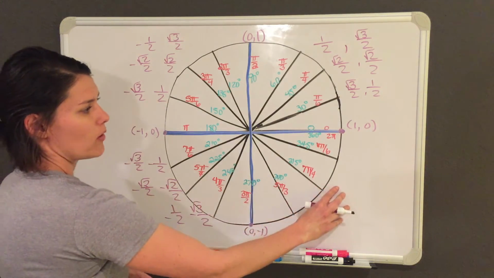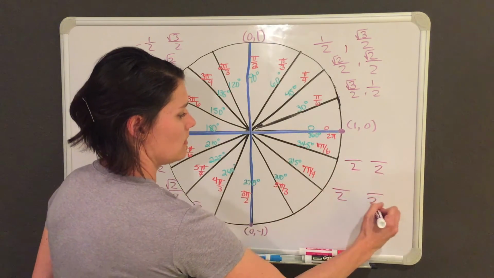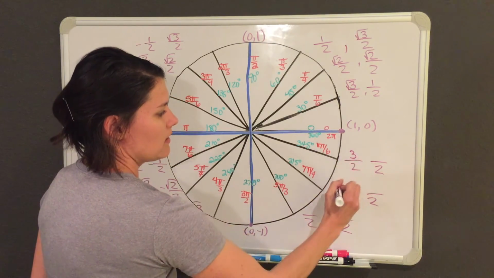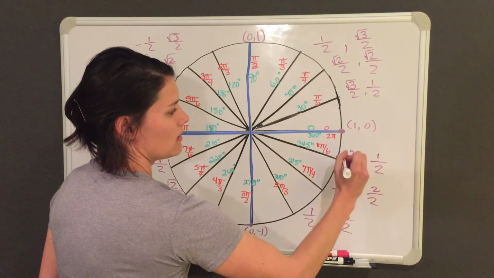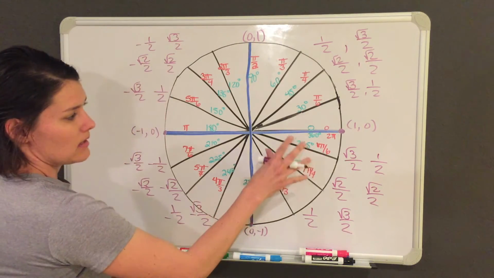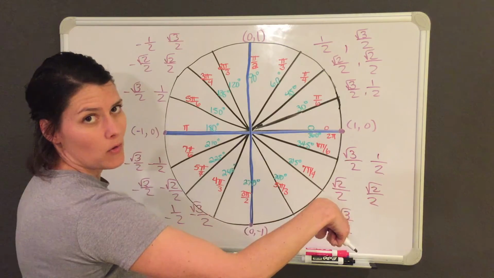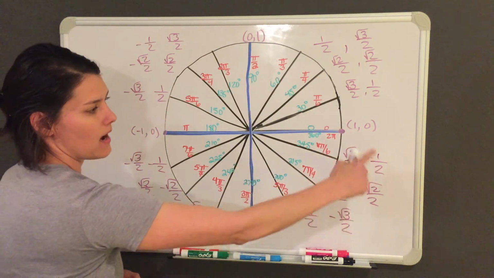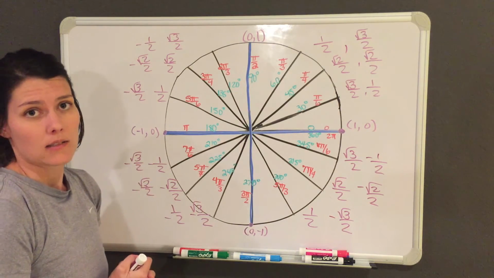And now I just have one more quadrant left. Again, they're all over 2. Cosine, I'm going to start with 3, and then go 2, 1. Sine, 3, 2, 1. And then take the square root of the numerators. And in the fourth quadrant, my x-coordinate is positive, and my y-coordinate is negative. So that means all my y-coordinates, or my sine, will be negative numbers. And that is a good way to remember cosine and sine.